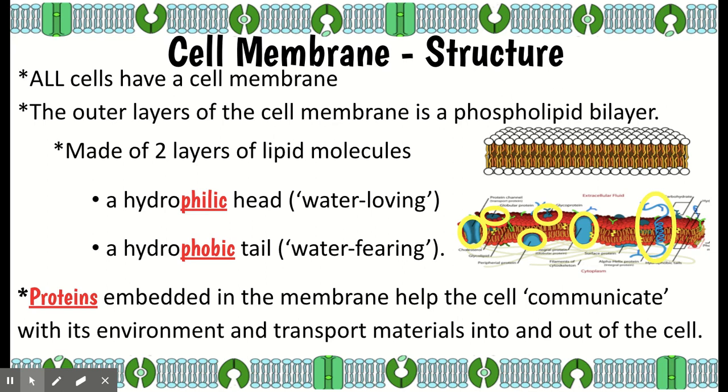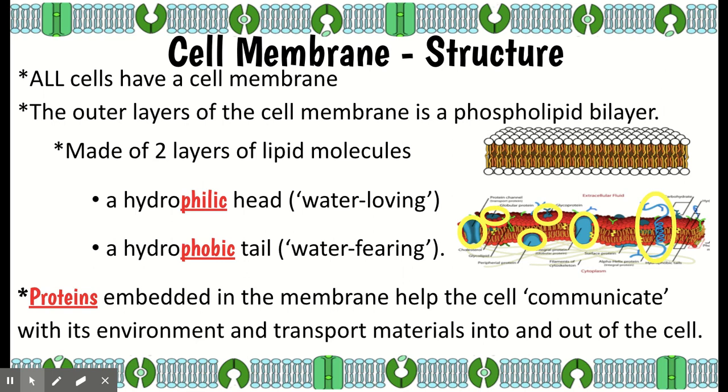So, first of all cells have a cell membrane. So, it doesn't matter if it's a prokaryotic cell or a eukaryotic cell or plant or animal or bacterial. Every single type of cell has a cell membrane, okay? It's kind of like the skin of the cell. It needs it there to be able to function.